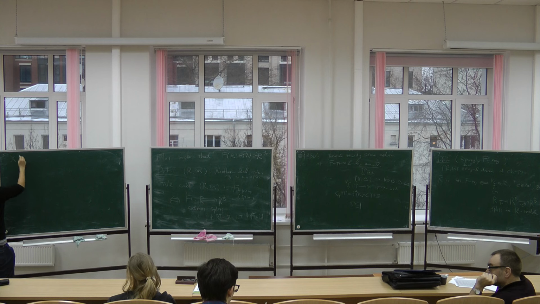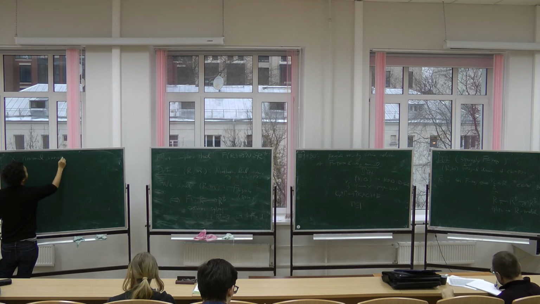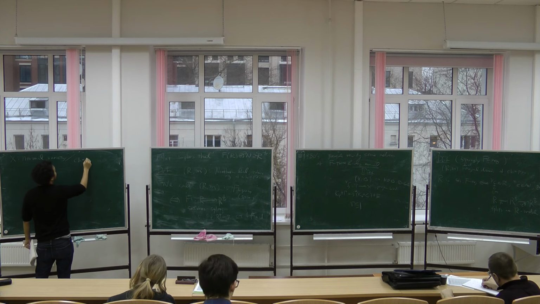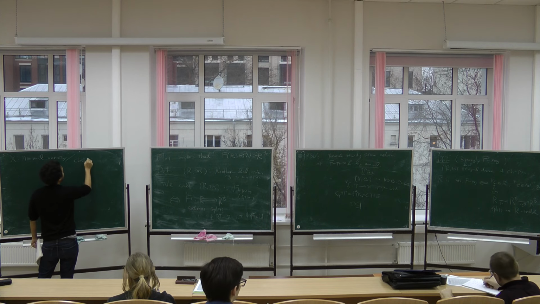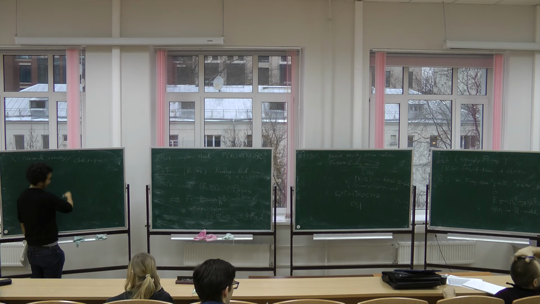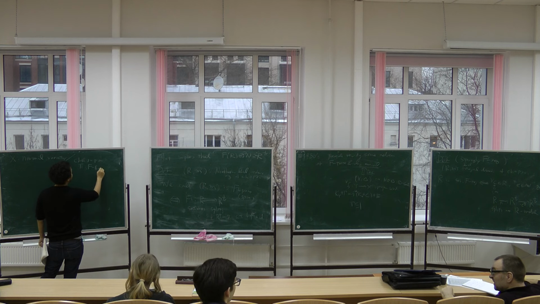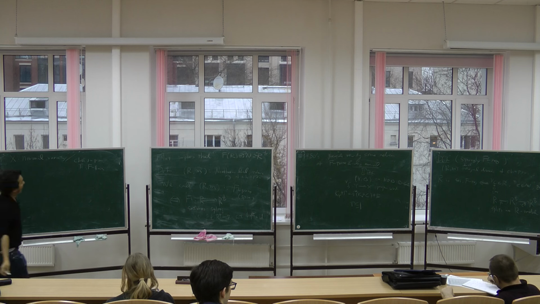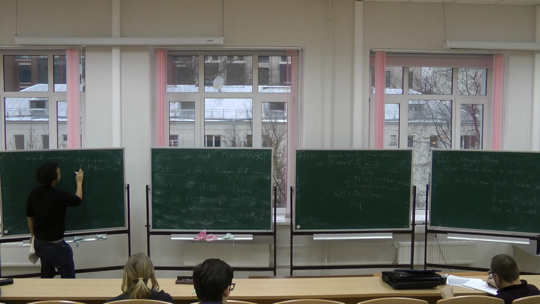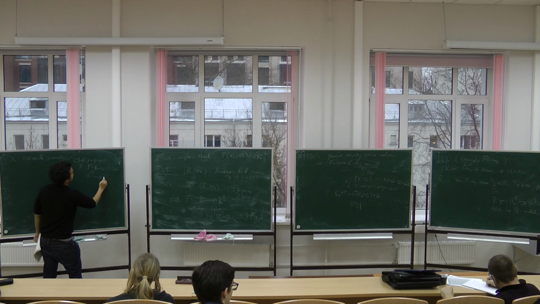So let X be a normal variety in characteristic p. And in this talk, I always assume that K is finite. Finite means the Frobenius map on K is a finite morphism. This is the definition, a finite extension.